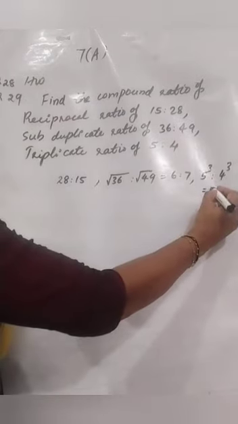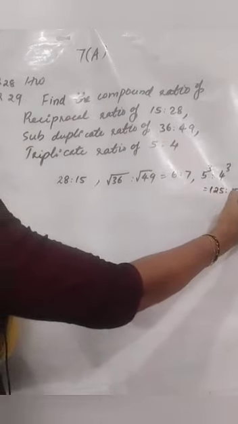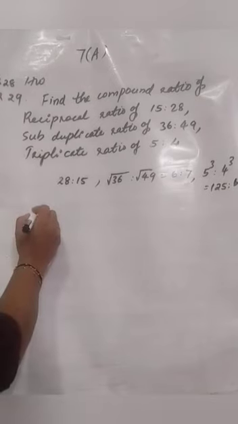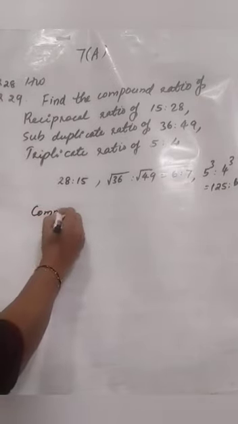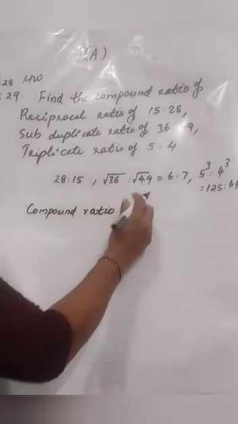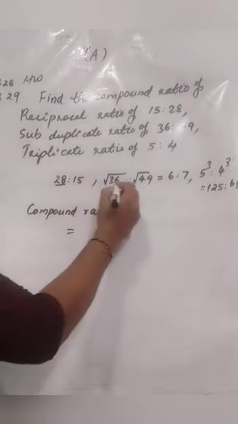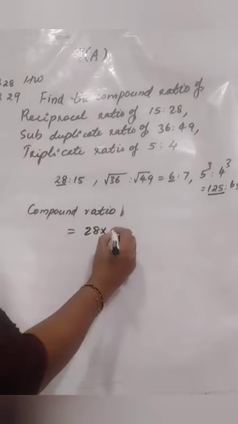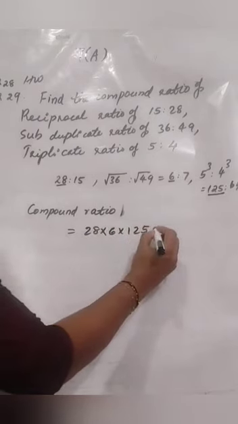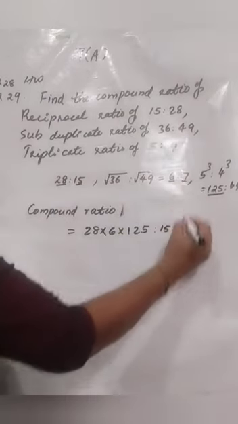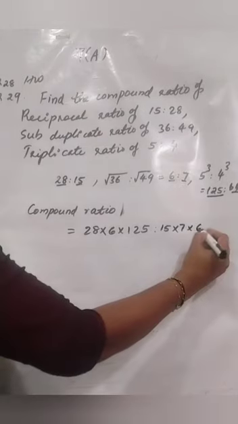That is equal to 5 into 5 into 5, 125, 4 into 4 into 4, 64. So thus we obtained all the values. Now we can find the compound ratio. How can we find the compound ratio? Compound ratio can be found by multiplying the first terms, that is the antecedents. 28 into 6 into 125 is to second terms 15 into 7 into 64.